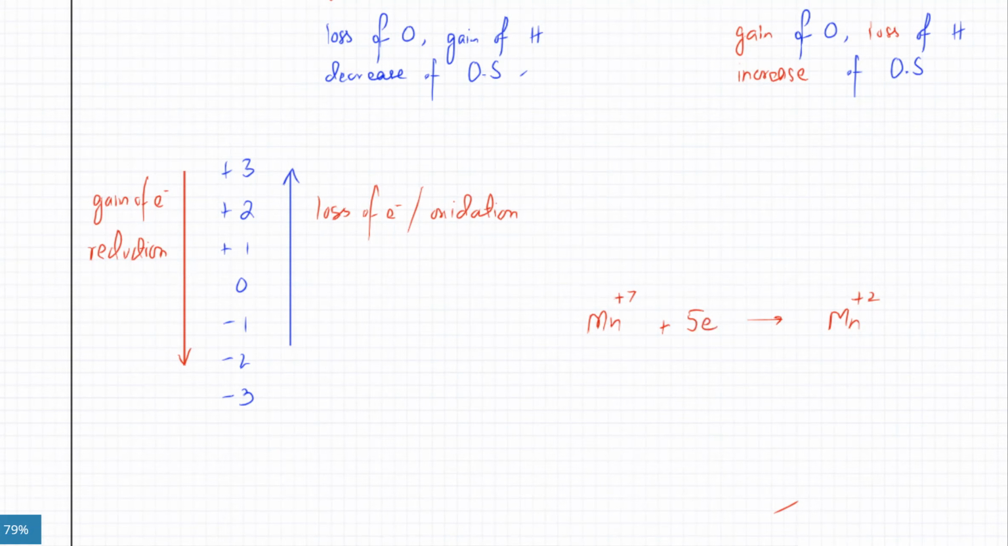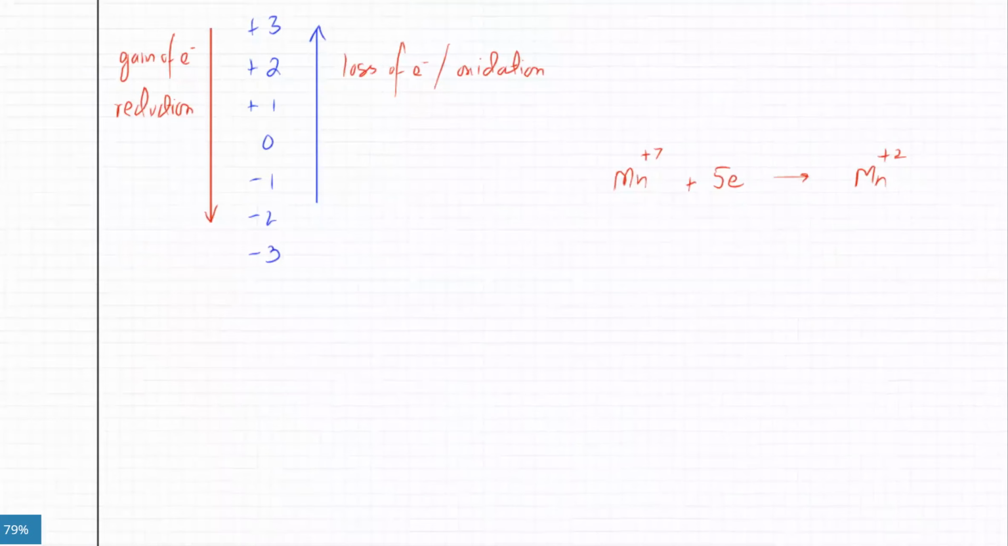So 5 electrons are going to be gained. And so I'm just going to do things like this.